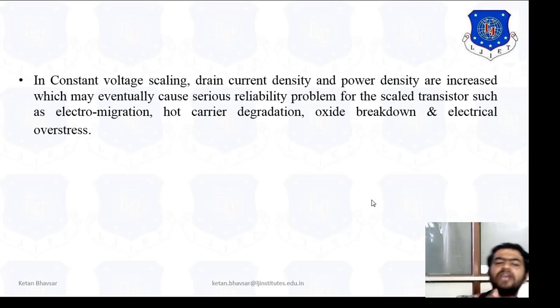So we can say that in constant voltage scaling the drain current density and power density are increased, which may eventually cause serious reliability problems for the scaled transistor, such as electromigration, hot carrier degradation, oxide breakdown, and electrical overstress. So these types of problems may increase if you use constant voltage scaling in some specific design technique or packaging technology.